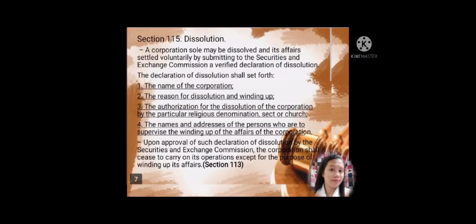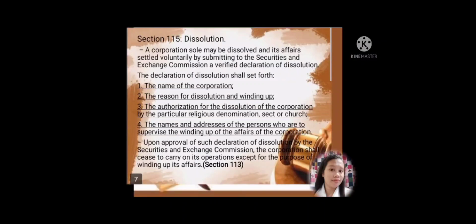And the contents of dissolution are the following. First, the name of the corporation. Second, the reason for dissolution and winding up. Third, the authorization for dissolution of the corporation by the particular religious denomination, sect, or church. Fourth, the names and addresses of the persons who are to supervise the winding up of the affairs of the corporation.